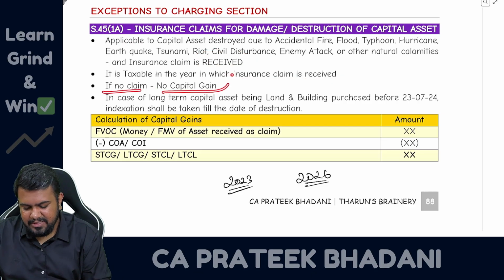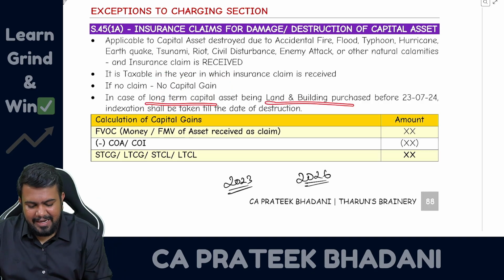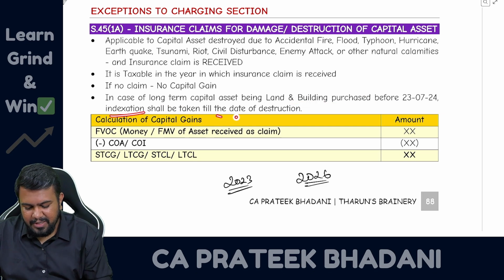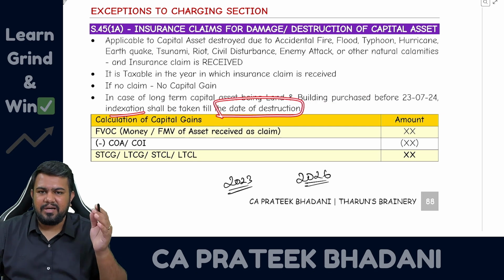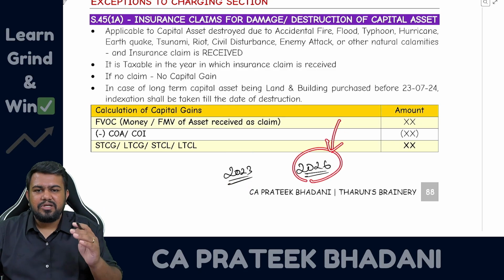If no claim is received, then no capital gain will arise. In case of a long-term capital asset being land or building purchased before 23/7/2024, indexation should be taken only till the date of destruction. So here, what did I say? Destruction happened in 2023, but the insurance claim was received in 2026. So when will you pay the tax?